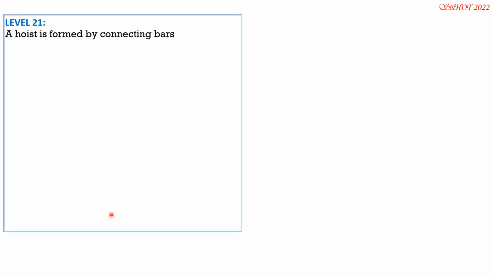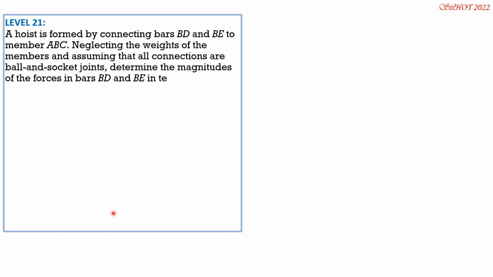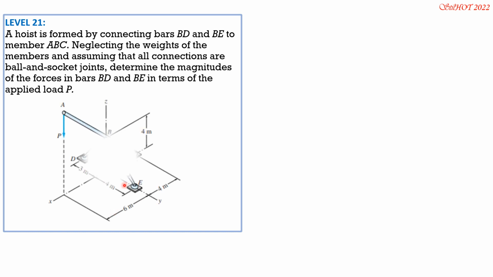A hoist is formed by connecting bars BD and BE to member ABC, neglecting the weights of the members, and assuming that all connections are ball and socket joints. Determine the magnitudes of the forces in bars BD and BE in terms of the applied load P. So here is the figure for the solution. Remember, these are ball and socket joints. BD and BE are two force bodies except for ABC.